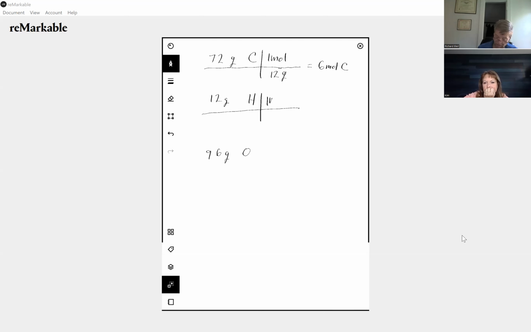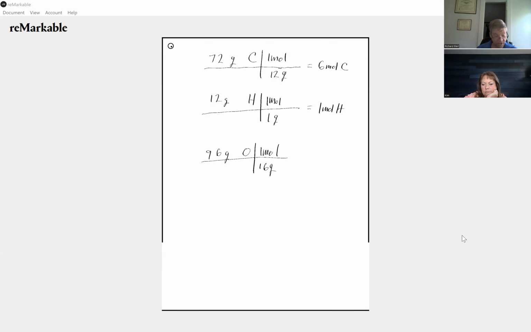We know that 1 mole of hydrogen is 1 gram. And we know that 1 mole, and all these numbers, they are all coming straight off the periodic chart. In your book, on the inside cover, you have the periodic chart. So if you look these up, you will see carbon is 12, rounding here. Carbon is 12, hydrogen is 1, oxygen is 16.